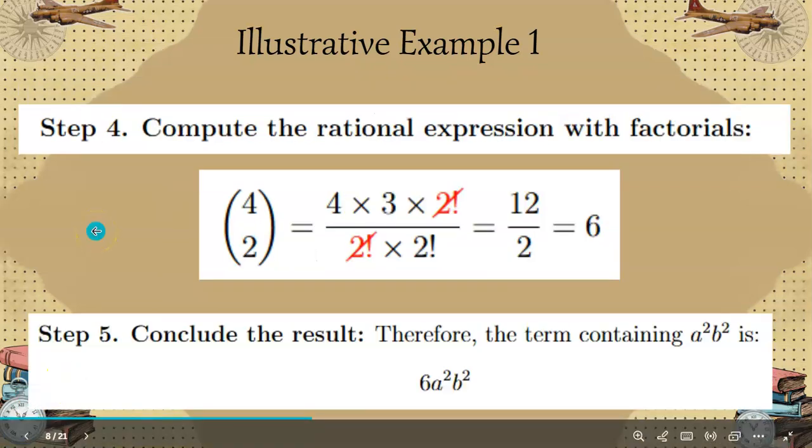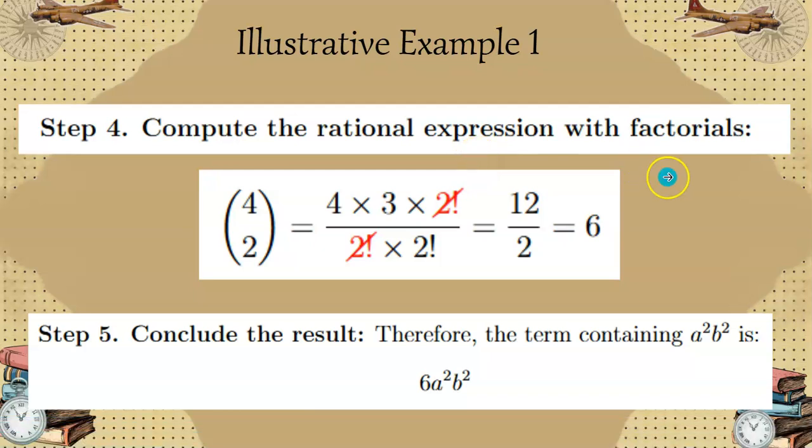Step number 4, compute the rational expression with factorials. We are going to expand 4 factorial up to 2 factorial because we have 2 factorial in the denominator. Now we cancel 2 factorial in the numerator and denominator. The remaining factors, 4 times 3, equal 12 for the numerator, and for the denominator, we have 2. And 12 divided by 2 is equal to 6.